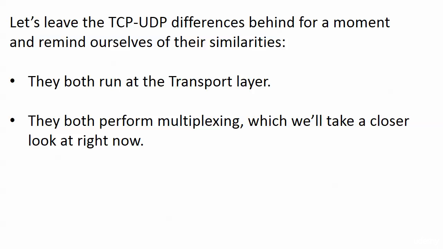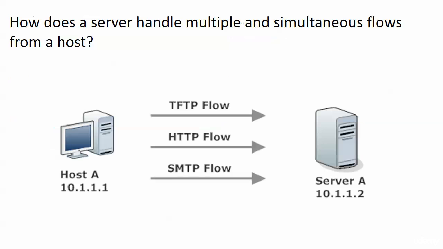Now let's have a look at multiplexing here and see exactly what's going on, what's getting plexed, if you will, and why it's happening multiple times. Well, the multiple part really comes in here at the beginning, because the first question, when we look at a situation like this, is where host A at 10.1.1.1 is sending 3 separate flows of data to server A.